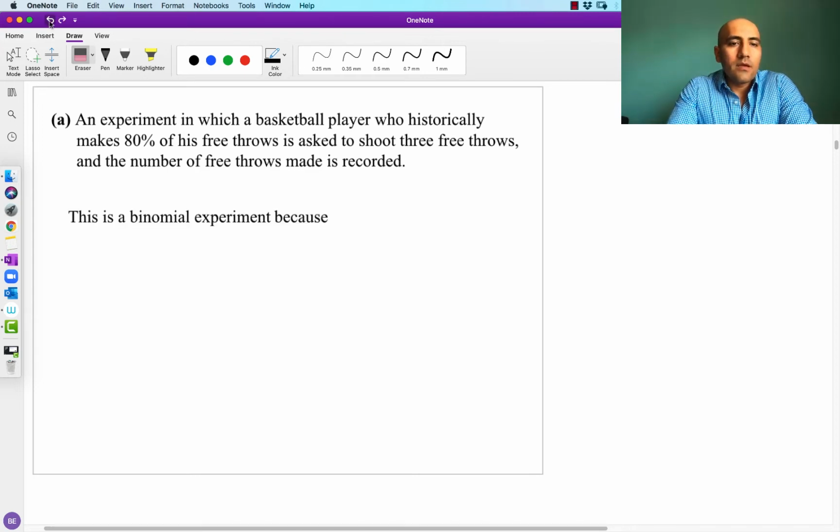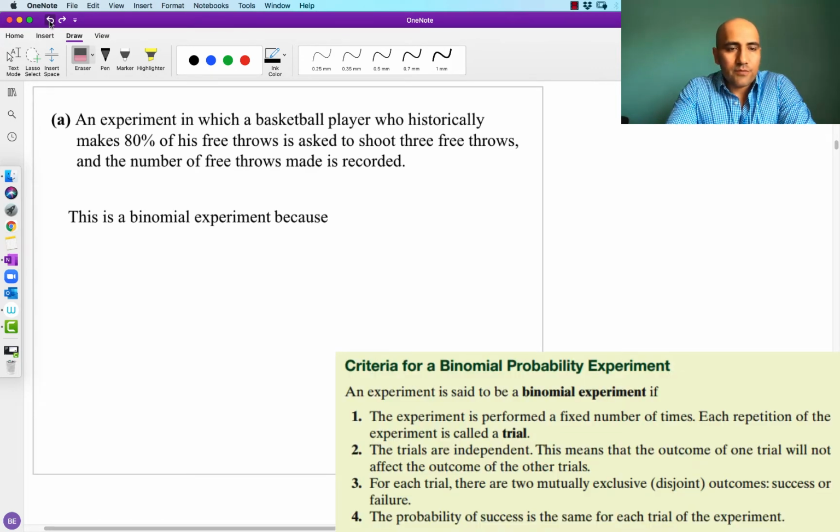This is going to be a binomial experiment because all 4 of the conditions are satisfied to guarantee that this is a binomial distribution. Number 1, there are 3 trials. There are a fixed number of trials as the first condition, and yes, you're only going to shoot it 3 times. If this was a situation where there was no limit on the number of times you can throw it, then that would be different.